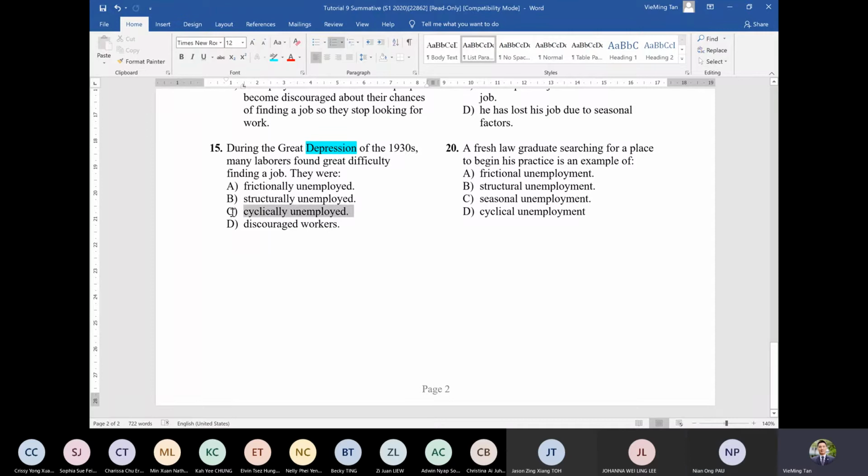Cyclical. So when you see the question saying that the unemployment is due to the economic recession, economic depression, then it must be cyclical unemployment, due to the economic condition not being good. It's not because of the skill, and not because of the timing, but because the whole economic condition is not good. This type of unemployment is cyclical. The best answer is C.